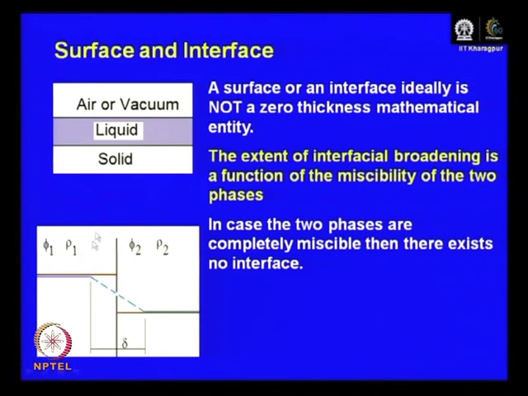In reality, this is how you expect the picture of an interface to be. Suppose you have two condensed phases, phase 1 and phase 2, which have two distinct properties. Let us say density, we are considering rho 1 and rho 2. You would expect that in phase 1 the density will be rho 1 right up to here, and at the interface you will expect the density to sharply change to rho 2, which is the density of the other phase, phase 2.